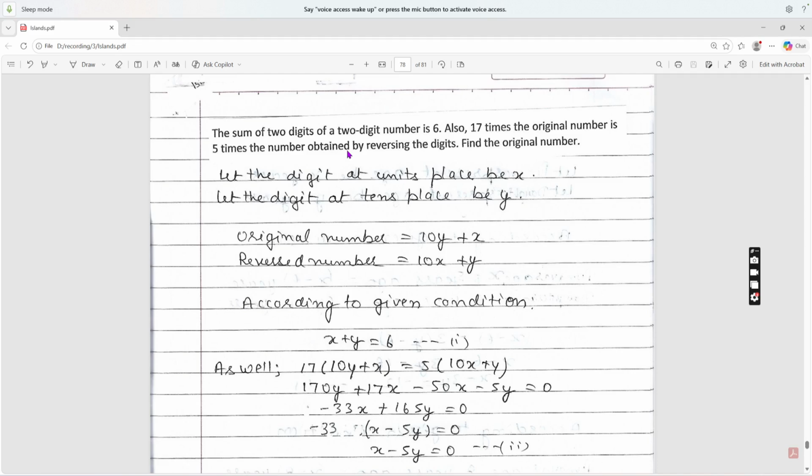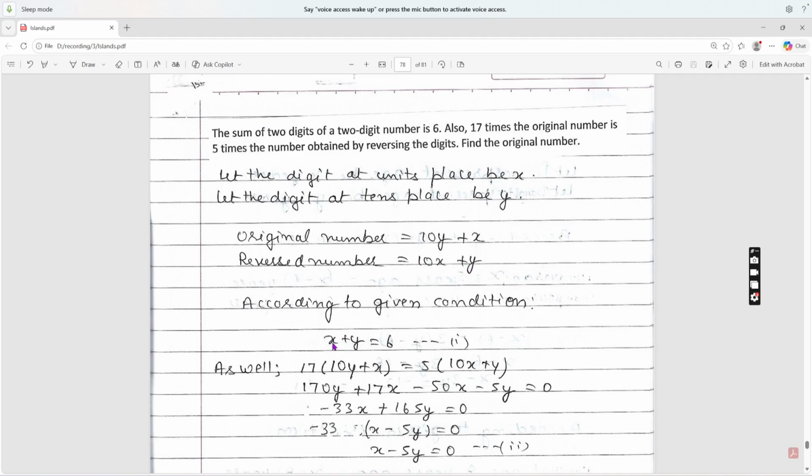What are these 4 steps? Let the digit at unit place be x. Let the digit at tens place be y. Original number would be 10y plus x. Why? Because we multiply the tens digit by 10 to get 10y, and the unit place is added to it. And then we get the reverse number, which is equal to 10x plus y.